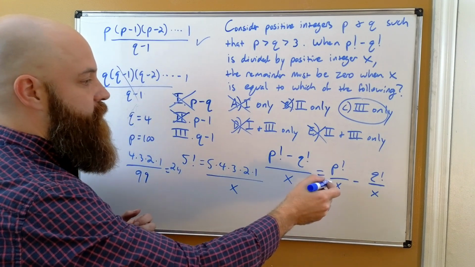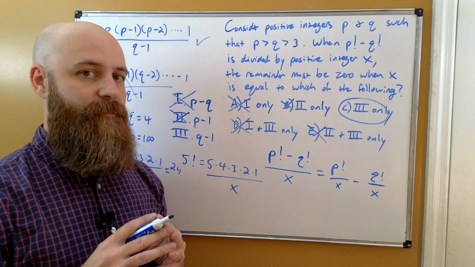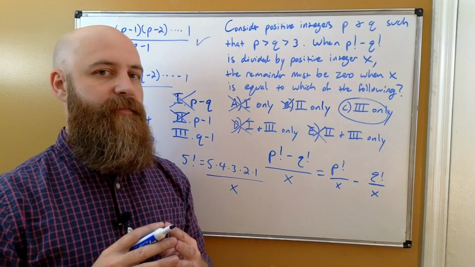So that proves that Q minus 1 is a factor of both of these, and yes, we would get a remainder of 0. Okay, so what do you want to take from that question?